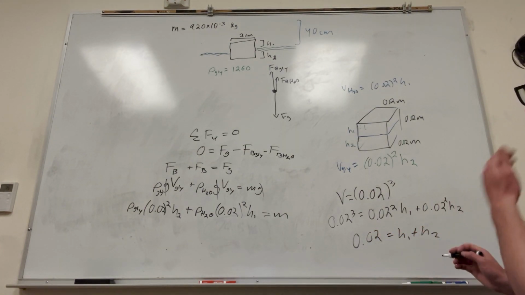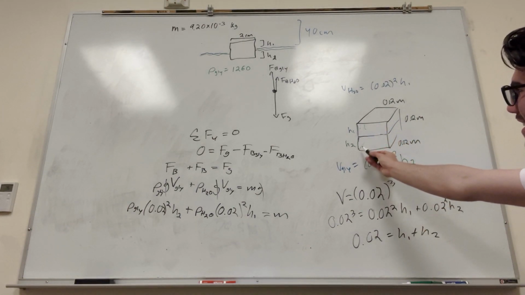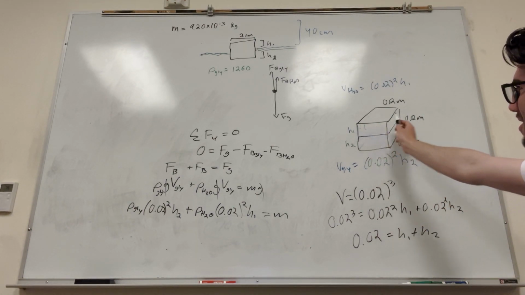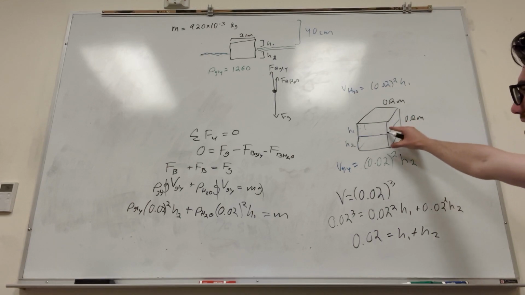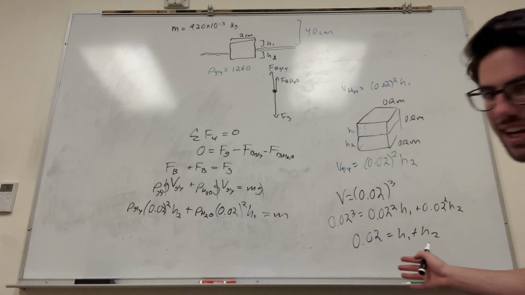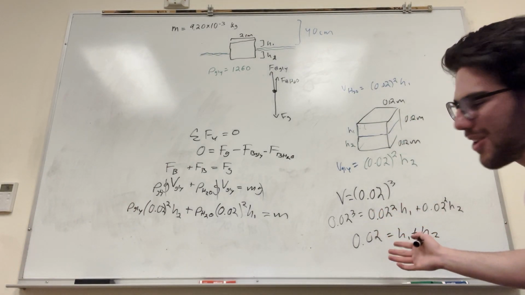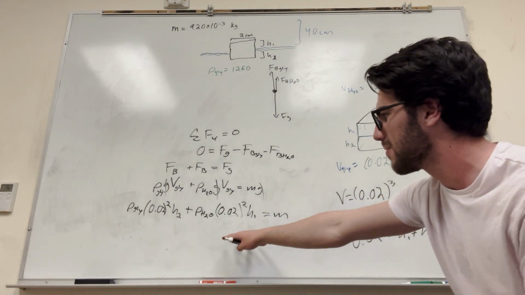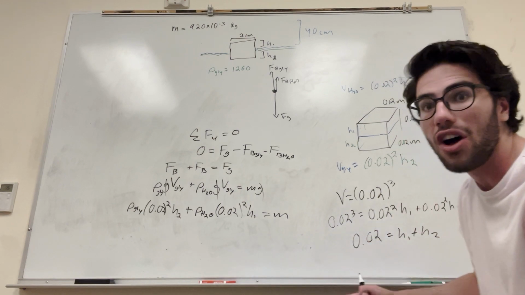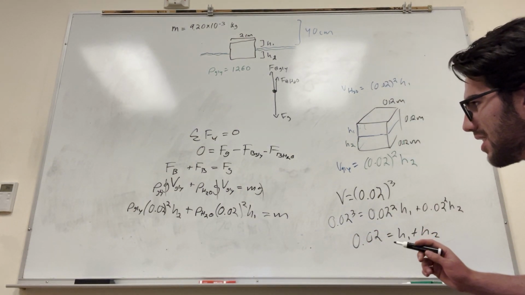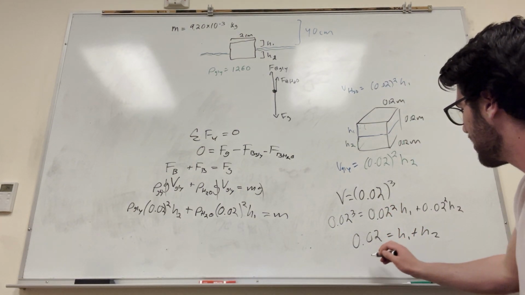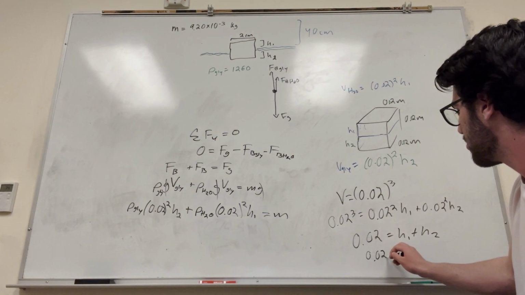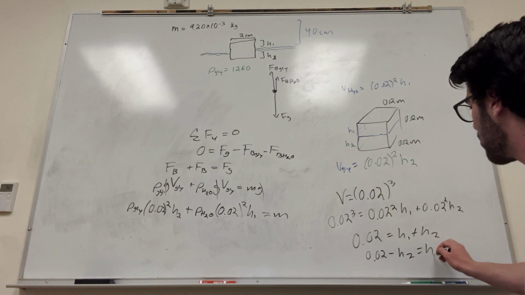That also makes sense because we can look at it like this, right? Height 1 plus height 2 is equal to the height of this. So yeah, this equation makes sense. I kind of showed the dumb way of doing it, actually. Okay, so basically now we have two equations and two unknowns, so we can solve now. Let's solve for h1 just because you can. So 0.02 minus h2 is equal to h1.